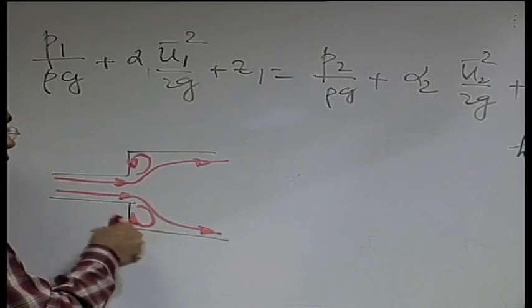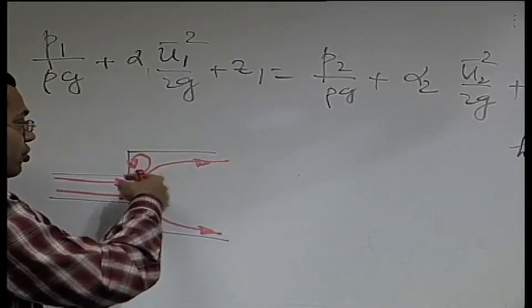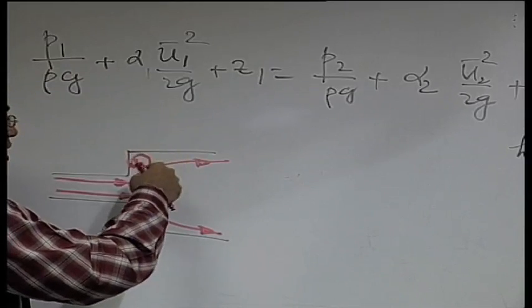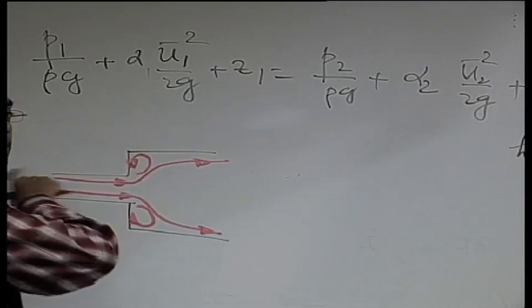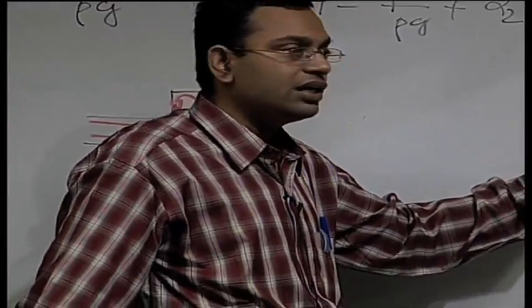These eddies do not contribute to the energy of the main flow. So whatever energy is associated with the rotation of these eddies is a loss so far as the main flow transmittal is concerned. So this is also a loss. This loss was not taken into account for calculating the HF.